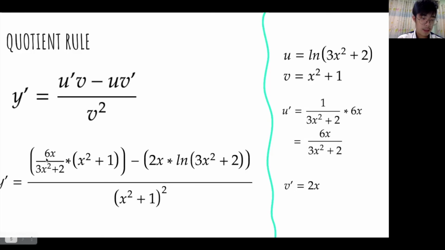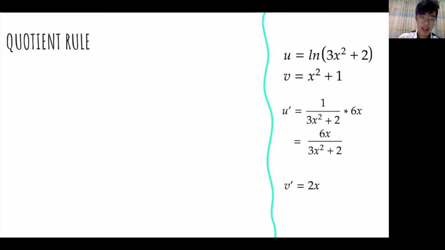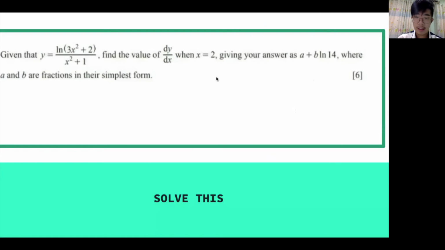y prime is equal to 6x over 3x squared plus 2 multiplied by x squared plus 1, subtracted by 2x multiplied by ln(3x squared plus 2), over (x squared plus 1) to the power of 2. Now you don't have to simplify this because, as the instruction says, we're going to have to substitute x by 2. We don't have to simplify it.